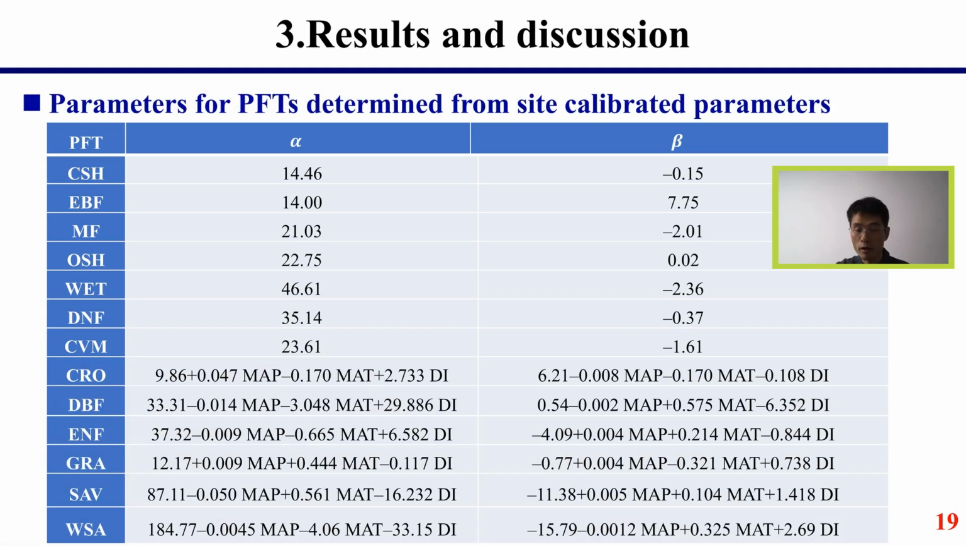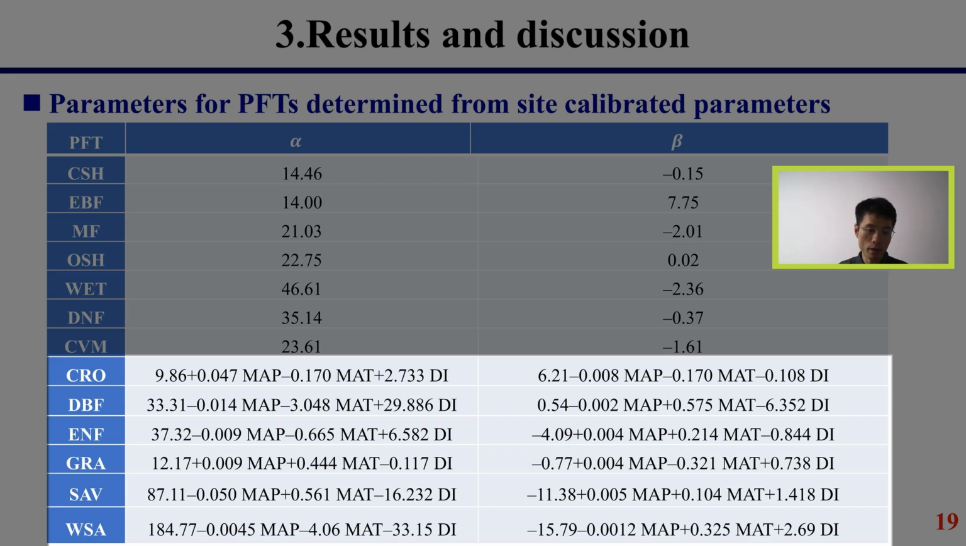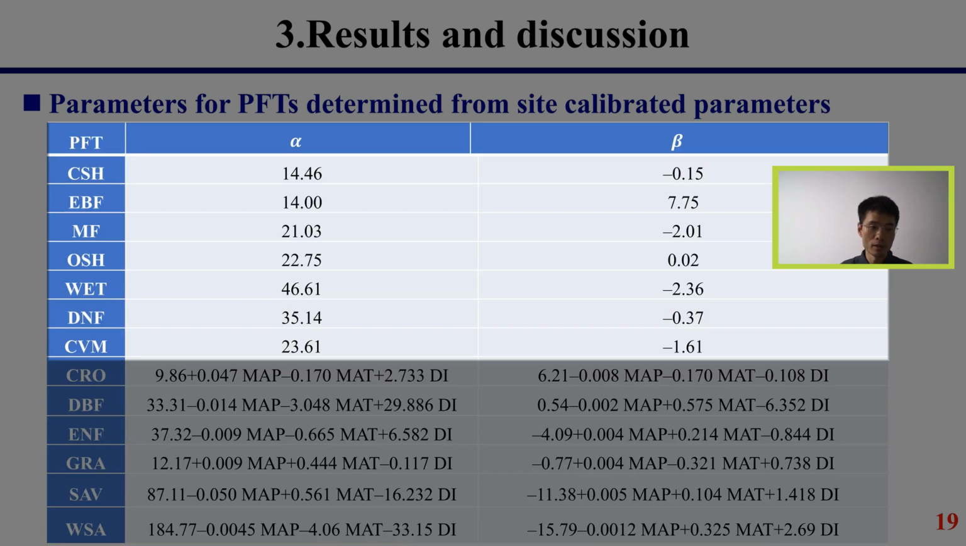These are the averages of all the flux sites of this PFT. This is the beta value. For a PFT like cropland, we have more than 5 flux sites, so we can establish the relationship between the parameters and these different driving variables. These equations are applied at the global scale to establish the parameters alpha and beta. For a PFT with limited flux sites, we just assign a constant value to all the closed shrubland over the globe.